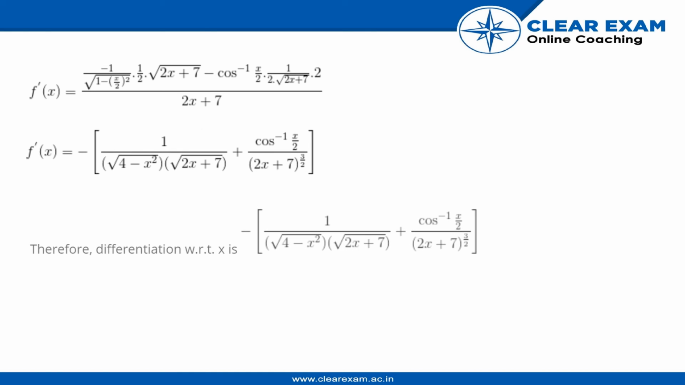Therefore, differentiation with respect to x is minus square brackets 1 divided by under root of (4 minus x square) into under root of (2x + 7) plus cos inverse (x/2) divided by (2x + 7) to the power 3/2.